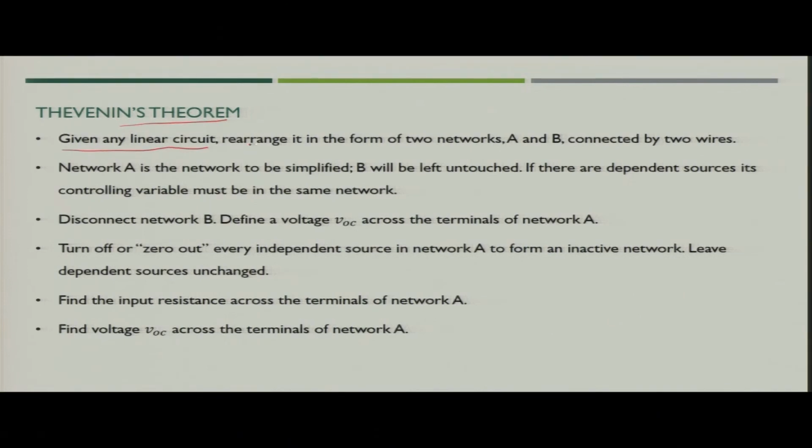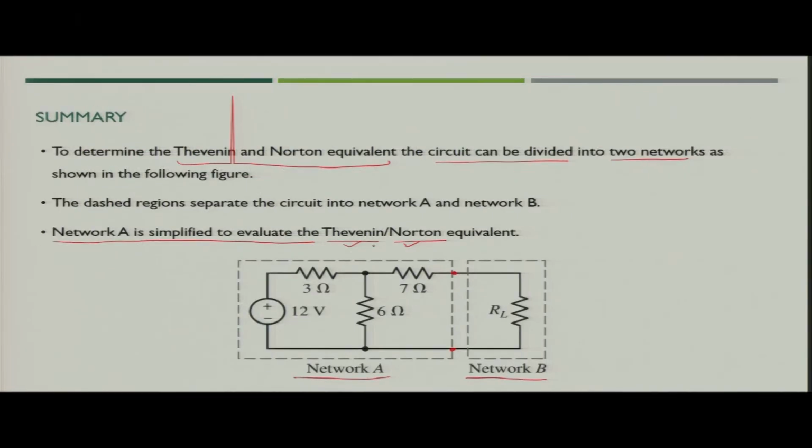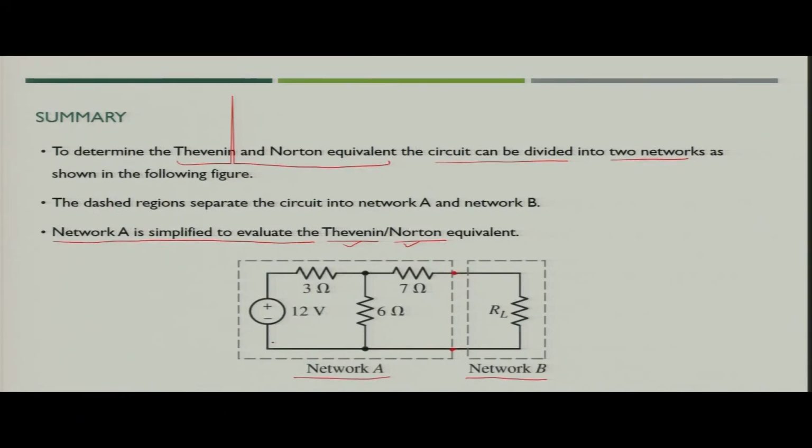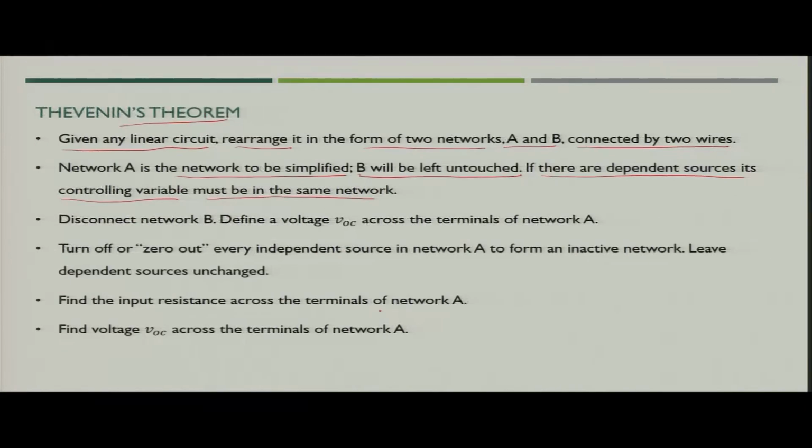So, what do we do in case of Thevenin's theorem? Given any linear circuit, we rearrange it in the form of two networks A and B connected by two wires. Network A is the network to be simplified and B will be left untouched. So, in this circuit, this would be simplified and this would be untouched. Then, if there are dependent sources, their controlling variable must be in the same network. That means, if there is a dependent source in the circuit, the variable should also be in the same circuit. So, both should be inside network A for analysis.